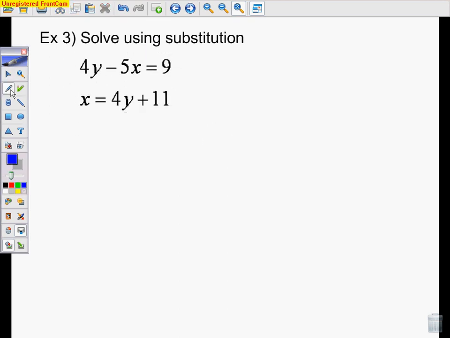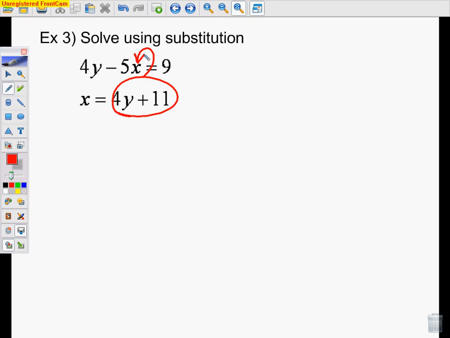This time we know that the value of x is the same thing as 4y plus 11. But you're not going to do really anything different. Only thing that is really different is that you're subbing in for x instead of y. So we know that x has the value of 4y plus 11. Those are the same. So we're going to take that 4y plus 11 and sub it in for x.